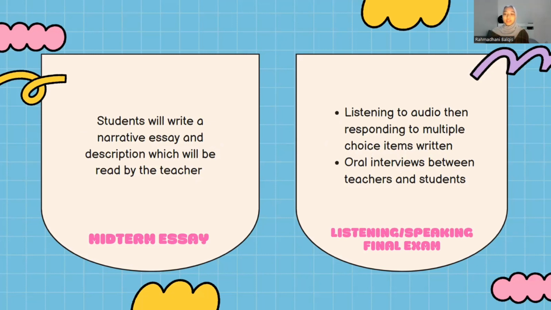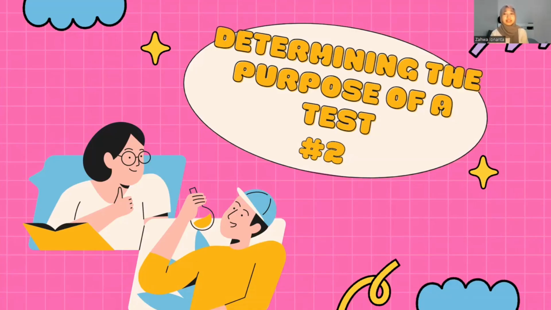And the last one is the listening or speaking final exam. Students listen to audio, then respond to written multiple choice items, and have an oral interview between teacher and student. It includes listening and an oral interview one by one with the teacher. Okay, so the next is determining the purpose of a test.